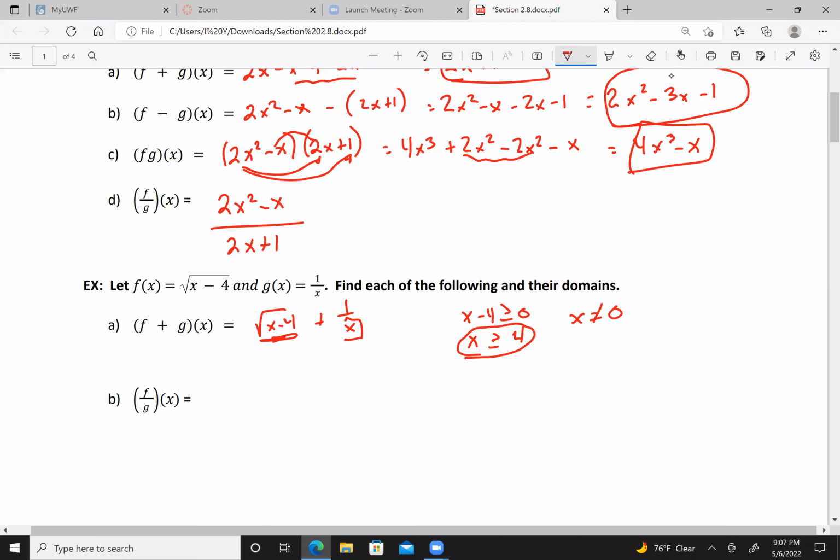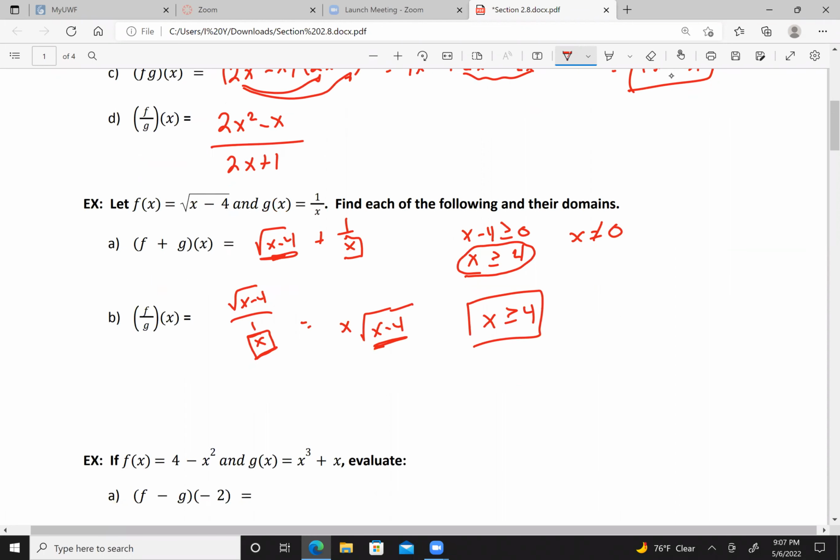Okay, here we have the square root of x minus 4 over 1 over x. Now, here's the thing about this. You're going to immediately say, well, this is just simply x times the square root of x minus 4. And while that's true when trying to calculate it, we still have to take into account this x underneath in the denominator. So x cannot be equal to 0. But again, it doesn't matter because this part here makes it where x has to be greater than or equal to 4. Anyways, and since that excludes 0, we're okay.